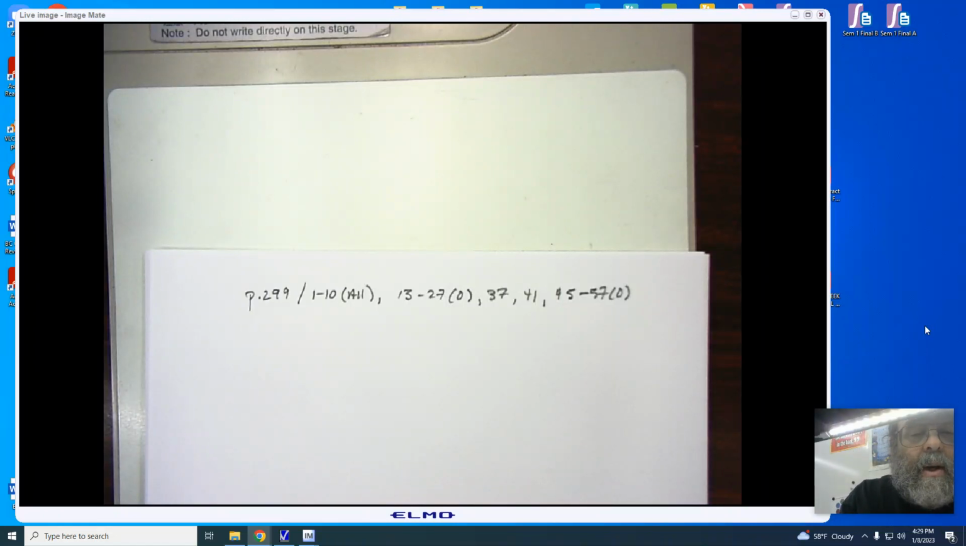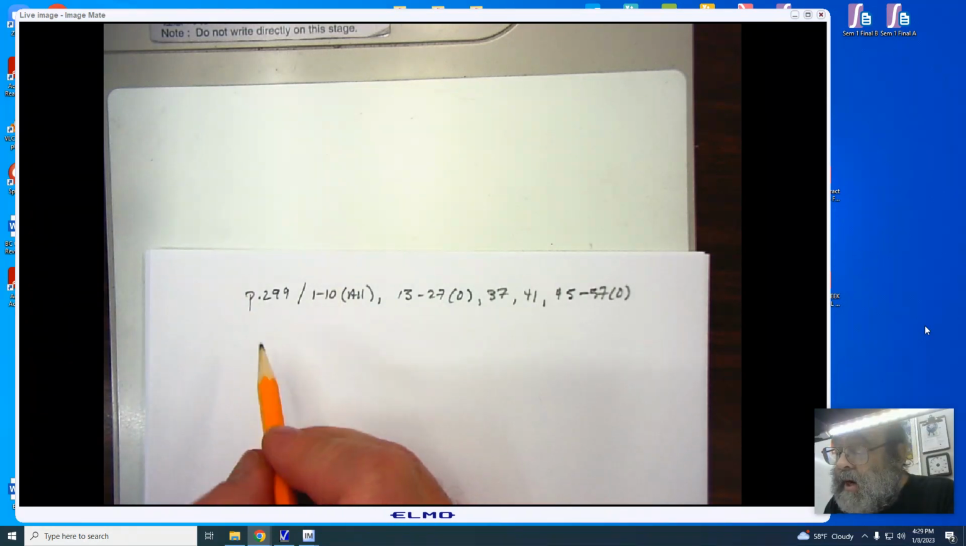Today we're going to be taking a look at assignment number 2. This is found on page 299. We're going to be looking at numbers 1 through 10 all, and then we're going to be taking a look at 13 through 27 odds only in part 1. I'll be doing part 2 tomorrow, probably after school.